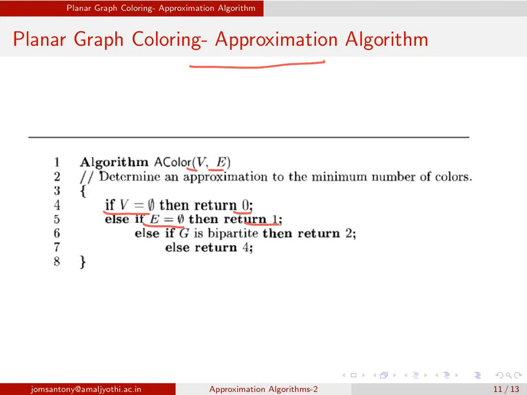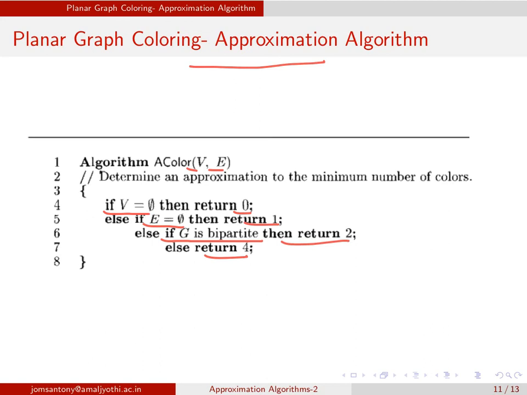Else, we'll go ahead and check whether the given graph is a bipartite graph. And if it turns out that it is a bipartite graph, then we know that it requires only two colors to color it. Otherwise, we will return four, because we know that all planar graphs can be colored using four colors.